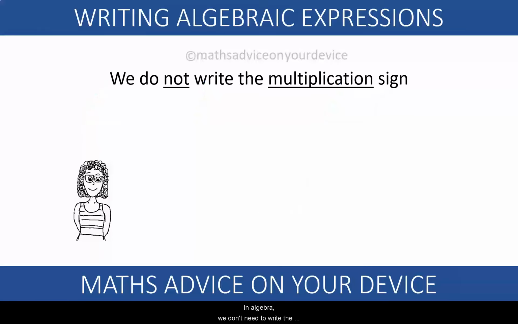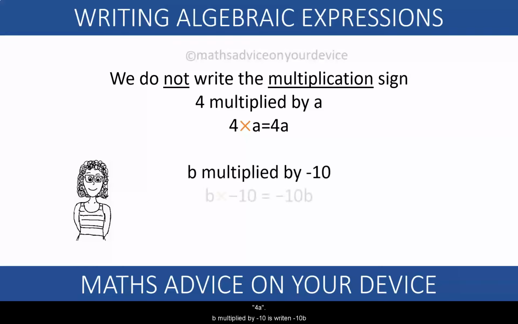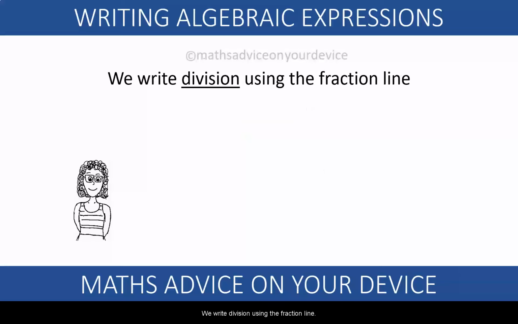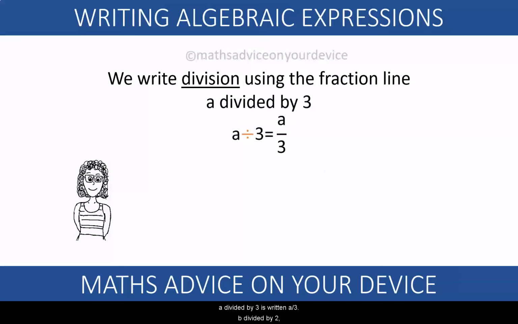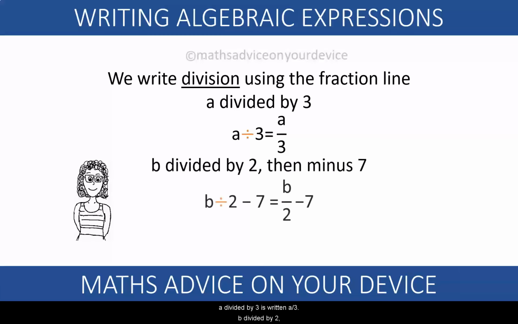In algebra, we don't need to write the multiplication sign in general, so 4 multiplied by a is written 4a. b multiplied by minus 10 is written minus 10b. We write division using the fraction line. a divided by 3 is written a over 3. b divided by 2, then minus 7, is written b over 2 minus 7.